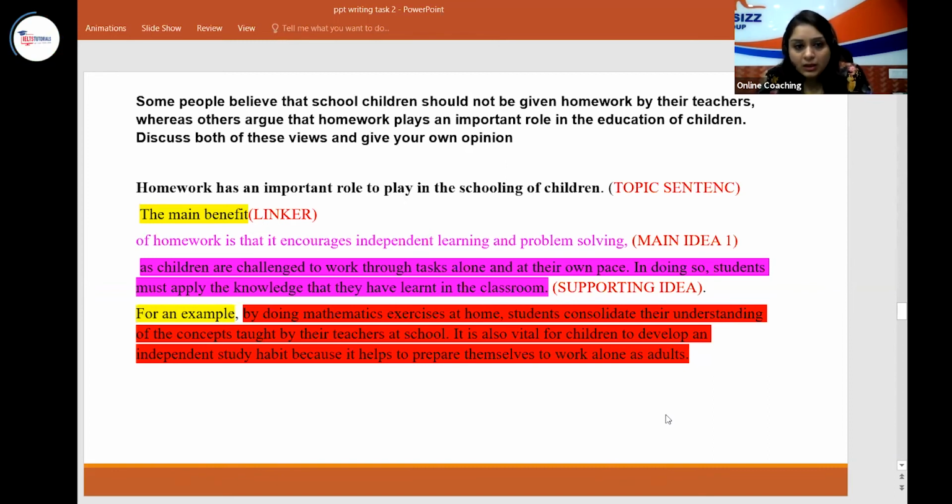also. So it encourages independent learning and problem solving, as we can understand that I am ready to make the complex part also, as children are challenged, including the passive voice also. As children are challenged to work through tasks alone and at their own pace, in doing so, students must apply the knowledge that they have learned in the class.